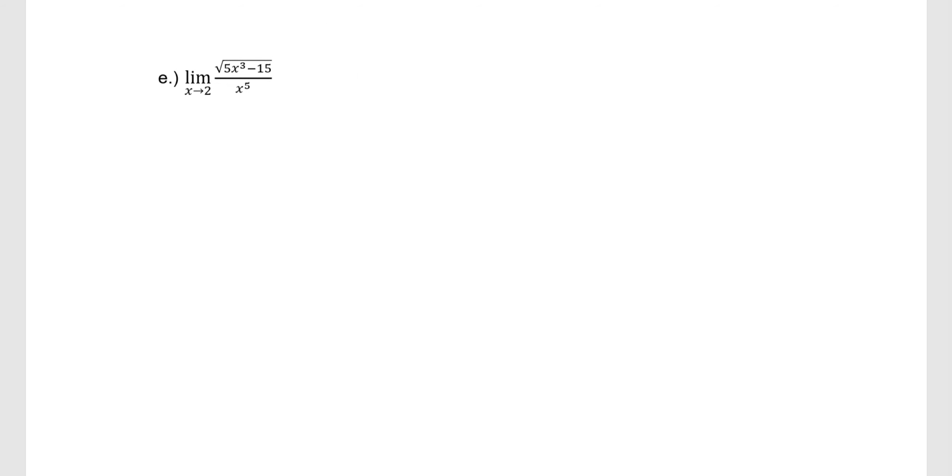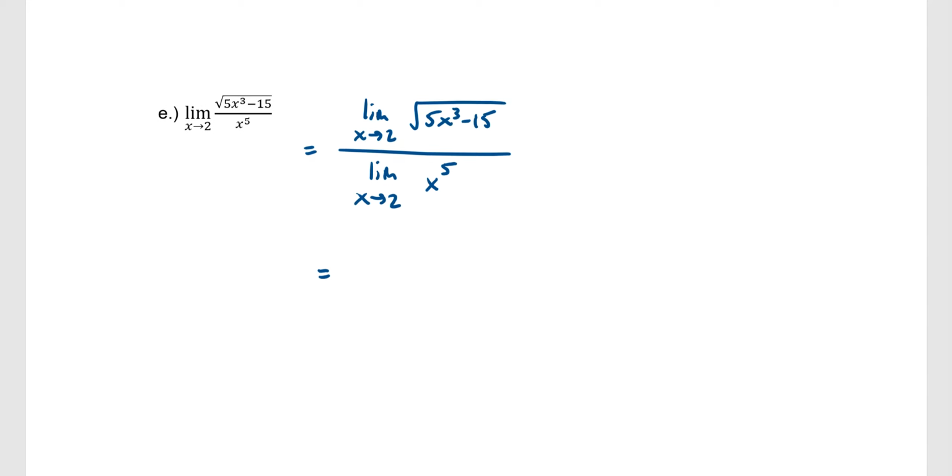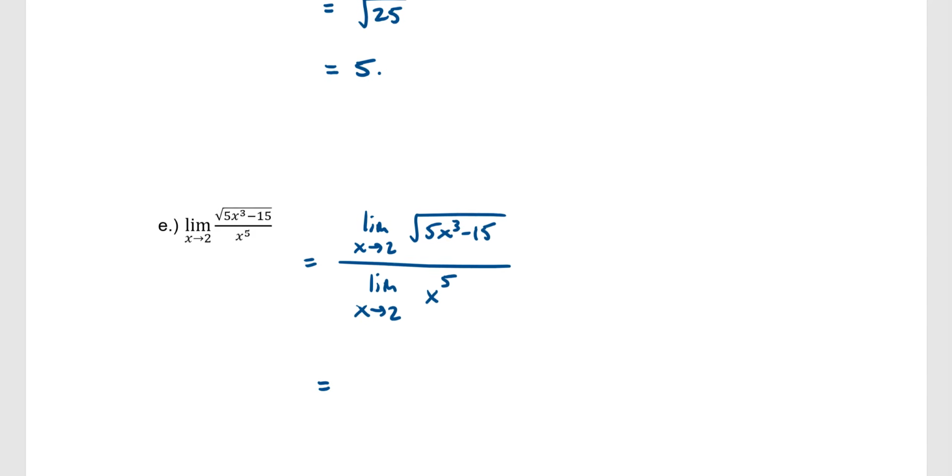And we have one more, I believe, here. The limit of the square root of 5x cubed minus 15 over x to the 5th as x approaches 2. Since this is a fraction, we can give the limit to the numerator portion and the denominator portion separately. So we're going to do the limit in the numerator and the limit in the denominator. And the limit in the numerator is, once again, just what we got in the previous question. It was the limit of that square root. We got an answer of 5.